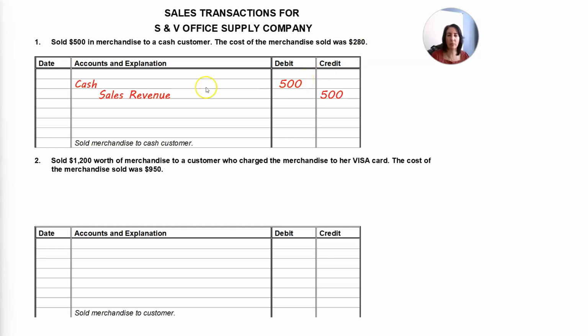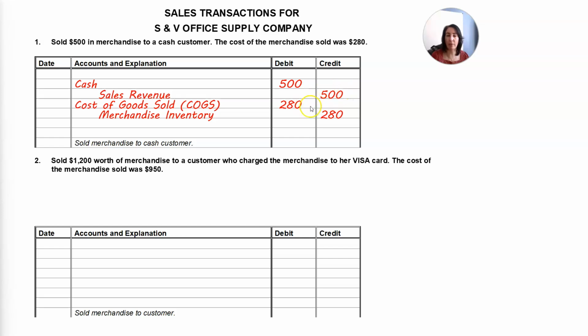So we've recorded the cash and the sales revenue. And the second part, we record the cost of goods sold and the merchandise inventory, right? So there's always two pieces, the sales piece and the inventory piece, on a sales entry. The net of those two, if we were to do an income statement at this moment, we would have sales revenue of $500 minus cost of goods sold of $280, and that would give us gross profit of $220. So it's really these two combined that give us our profit piece.